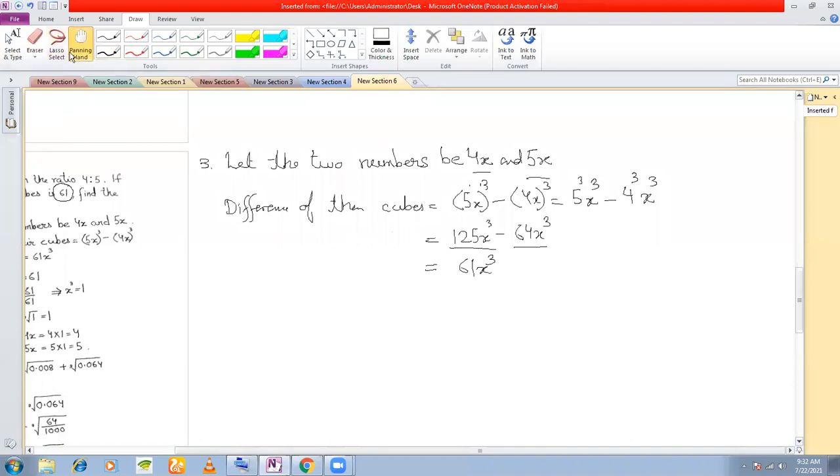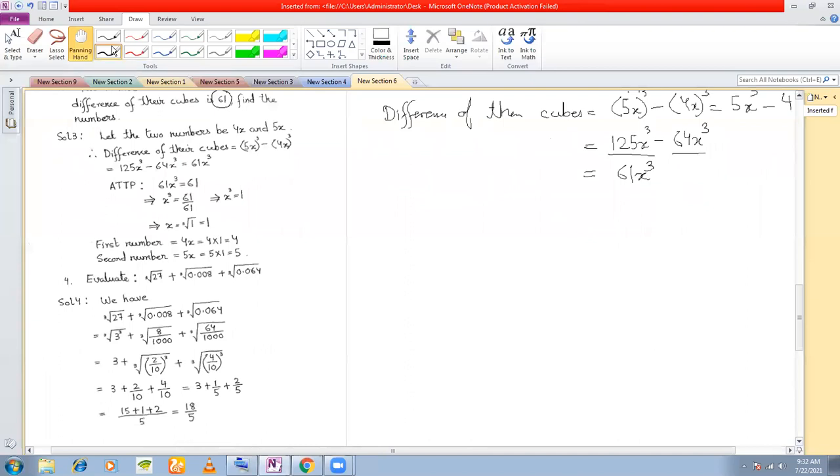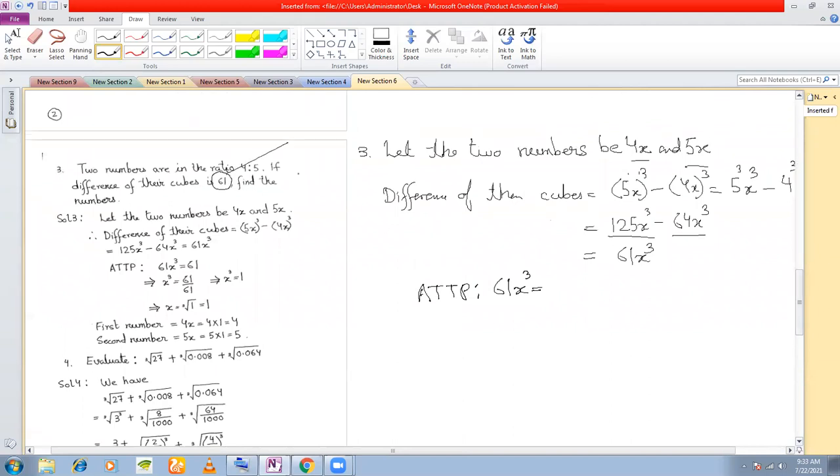So we get 61x cube as the difference of the cubes. According to the problem, how much should the difference be? The difference of the cubes is 61. So 61x cube must be equal to 61, which means x cube is equal to 61 by 61, that is 1. So x is equal to the cube root of 1, which is 1.